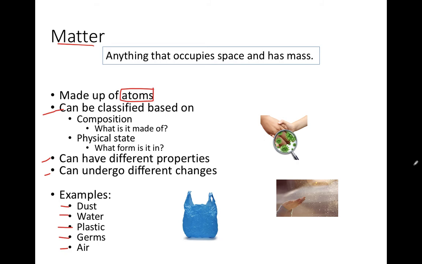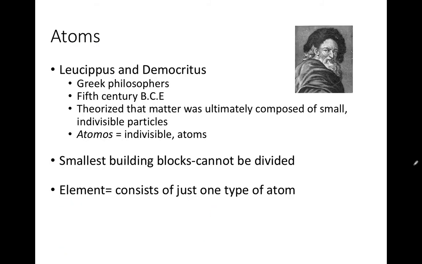So like I said, all matter is made up of atoms. So atoms were actually first theorized in 5th century BC by some Greek philosophers. Essentially what their theory said was that at some point, if I try to break down matter, eventually I'm going to hit some point where I can't break it down any further. So those are indivisible particles, and they called those atomos, which means indivisible.